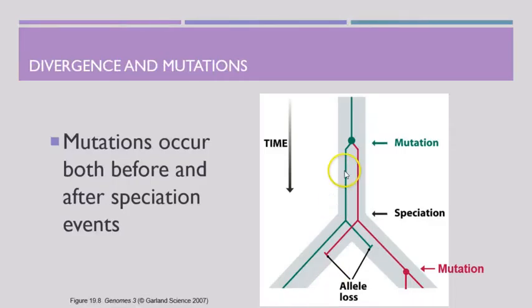Okay, now it's important to also understand that just because you have a mutation doesn't necessarily mean that there's divergence. Maybe, maybe not. And mutations can also occur before or after speciation. And so sometimes your gene trees and your species trees are going to be different because of this.